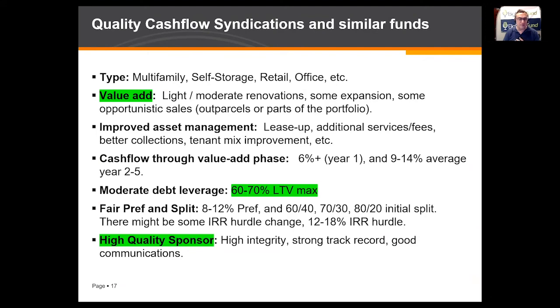There's nothing fundamentally wrong. I've seen deals with, for example, 8% pref, 75-25 until 16% IRR, and then it goes 50-50. Is there anything wrong with that? No, absolutely not. It's a fine split. The other key component of these quality cash flow syndications is high quality sponsors. They've got to have high integrity, a strong track record, good communications, and so on.